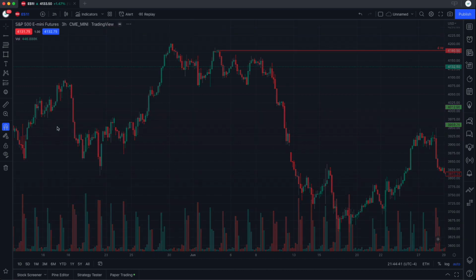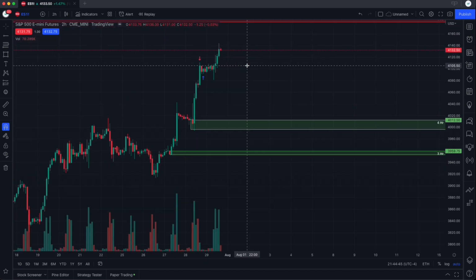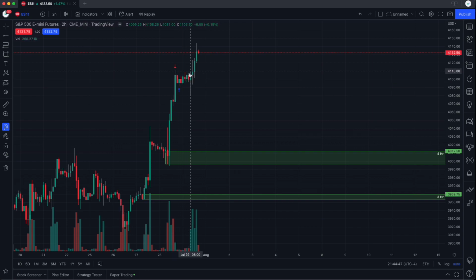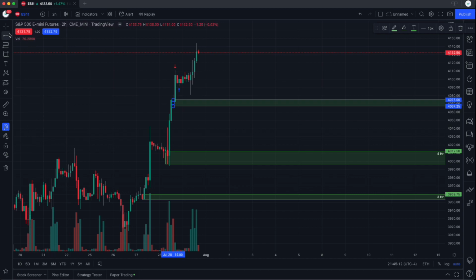Let's move on over to the 2-hour. Okay, so yeah, still no, I wouldn't mark anything here. This one is interesting because it is a rally, base candle, rally, but there's not enough follow through, but yet it still kept going up. So I like that there was a rally, a base, and a rally. So I actually will mark this one. Demand.